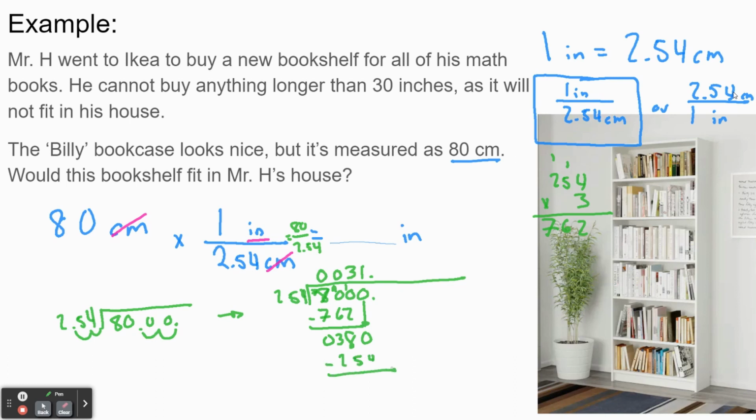We subtract. We have to borrow 1 from the 8. So this will be a 6. 7 minus 5 is 2. 3 minus 2 is 1. And technically we should keep going.